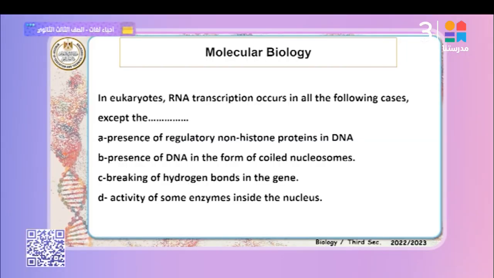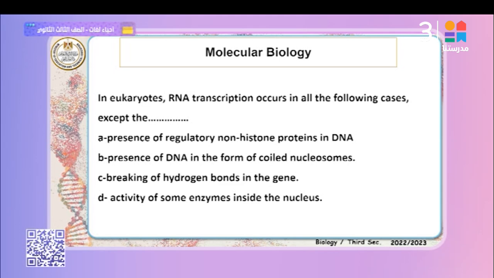In eukaryotes, RNA transcription occurs in all the following cases except which one? The presence of regulatory non-histone protein in DNA: that's right, transcription occurs in the presence of regulatory non-histone protein, for example RNA polymerase enzymes. Number B, presence of DNA in the form of coiled nucleosome? No, this is the best answer, B. Transcription and replication of DNA don't occur in a coiled nucleosome.